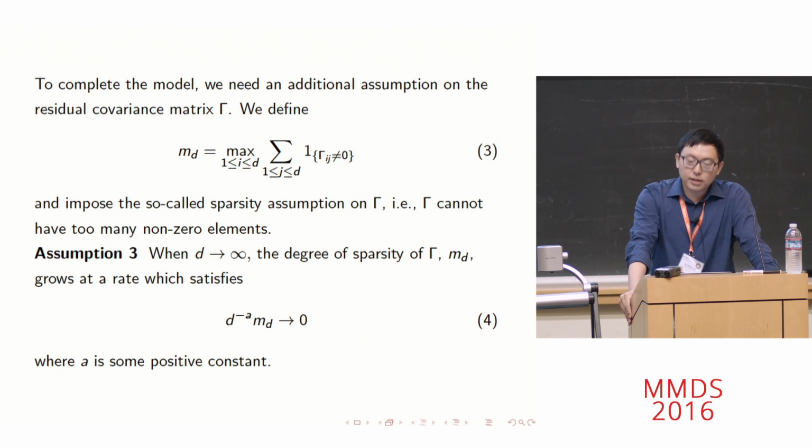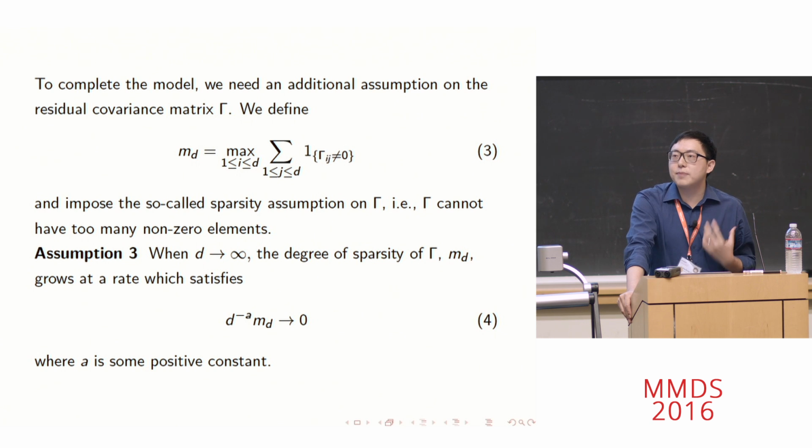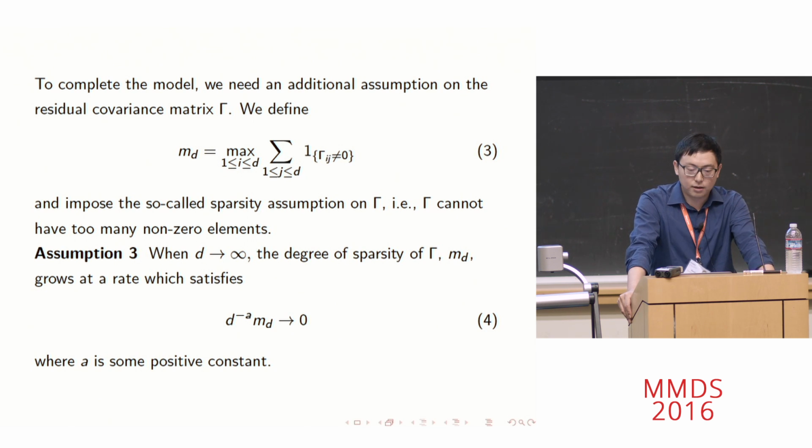To complete the model, we need additional assumptions on the sparsity that we have talked about. For now, for the theory part, let me start with just imposing the sparsity. We don't need any block diagonal structure yet; we're going to add that when we talk about estimation. As I have told you, the block diagonal structure is only useful to help us avoid tuning parameters. So for now, we only need the sparsity assumption on the residual covariance matrix, which is Gamma.